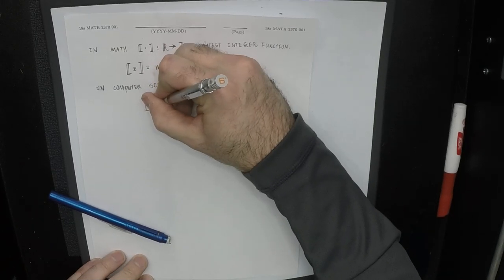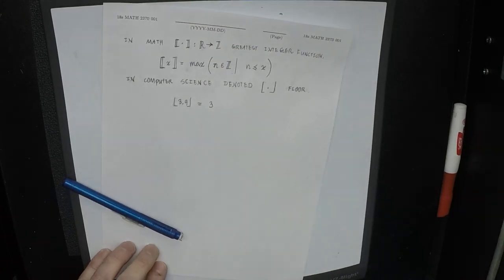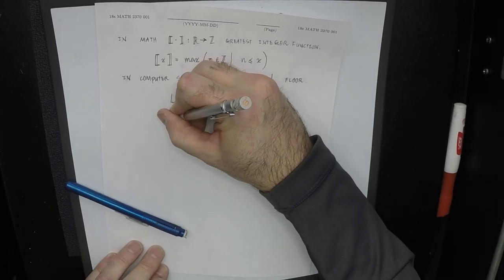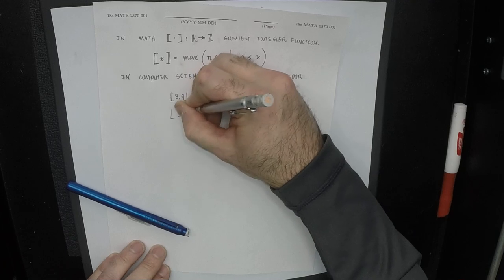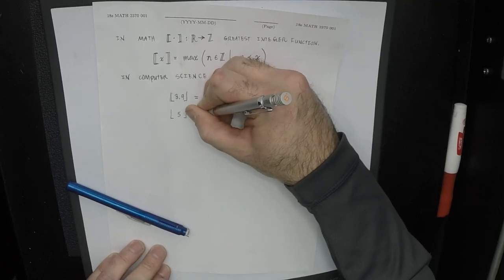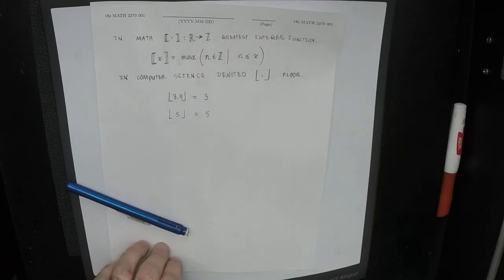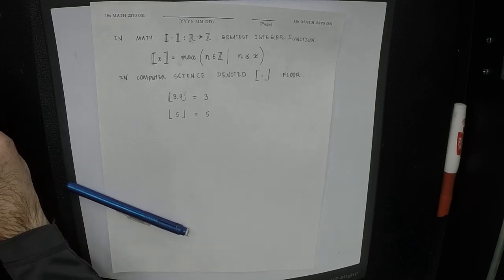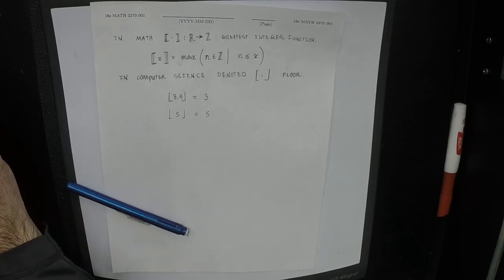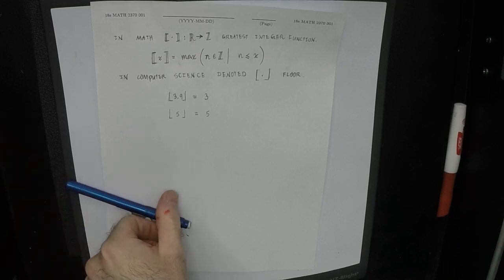So what's the floor of 3.9? Three. Et cetera. But the notable thing is that what is the floor of 5? Five. So given a real input, how do you tell when a real is an integer? If it's equal to its own floor, right?